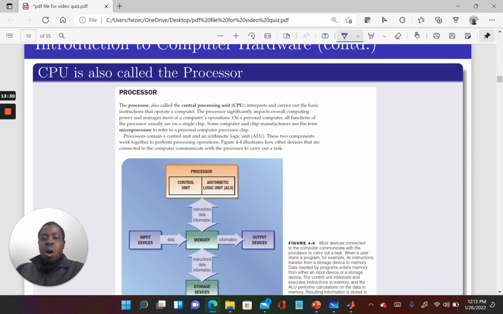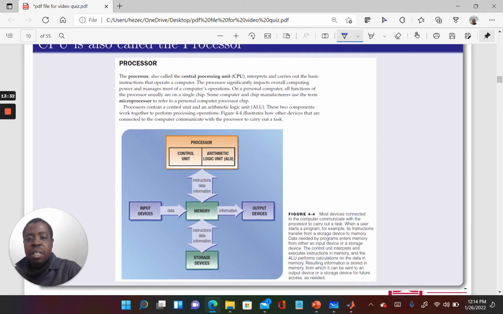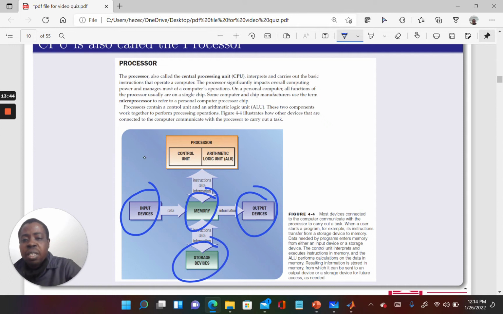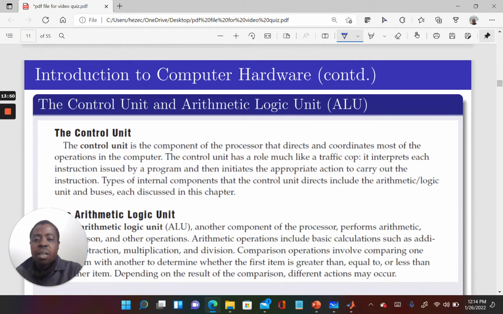So the processor is the central processing unit. Some of these things we covered last week, so I will just show you briefly. The CPU carries out operations on the PC. So you have input devices here, main memory, output devices, storage devices, and the processor. That is the way computers are built. They have to be connected.